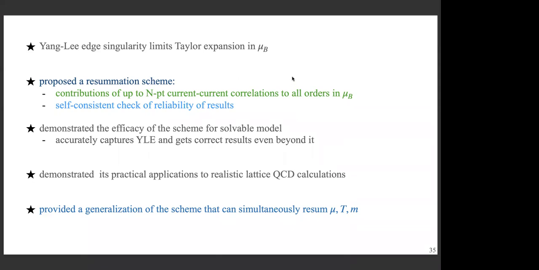Hey, thanks, Swagato. That looks like a really impressive advance, but you didn't tell us about how difficult it is to compute the exponentiation numerically. It's order by order, right?